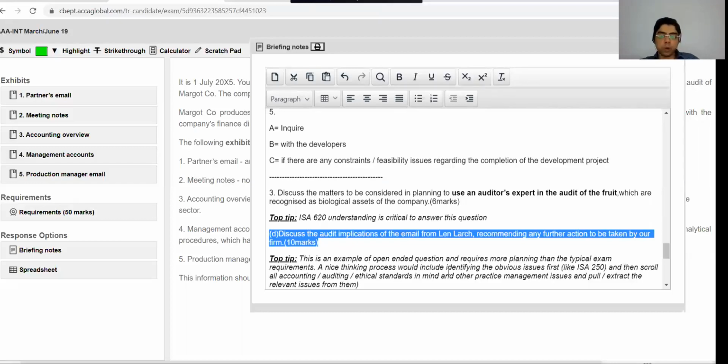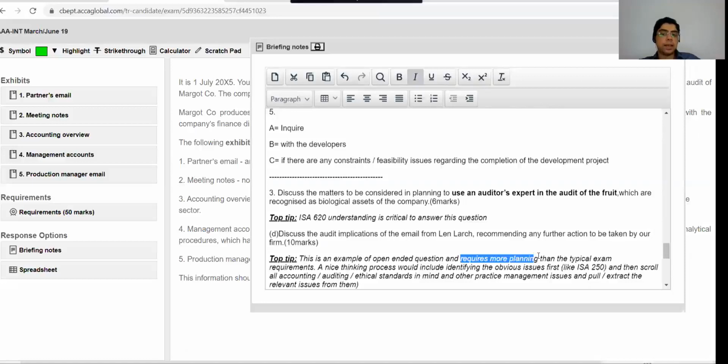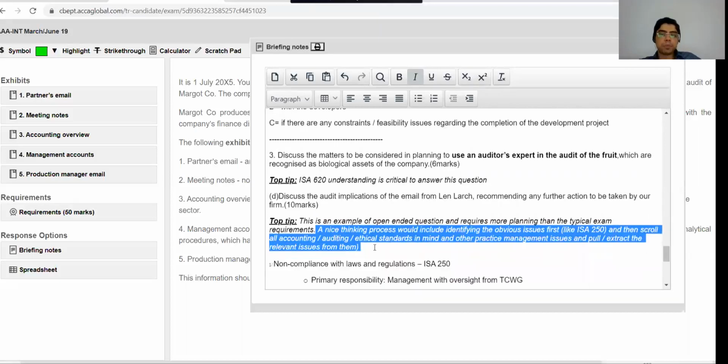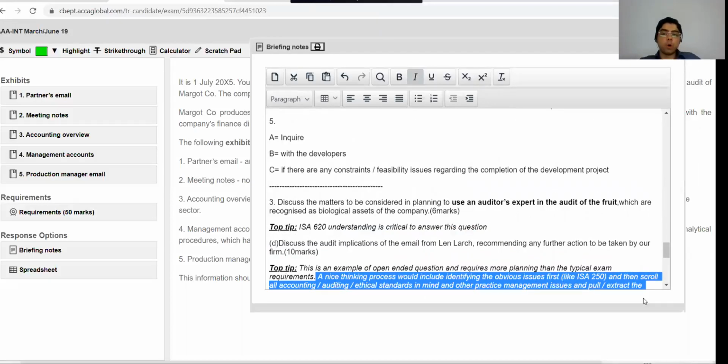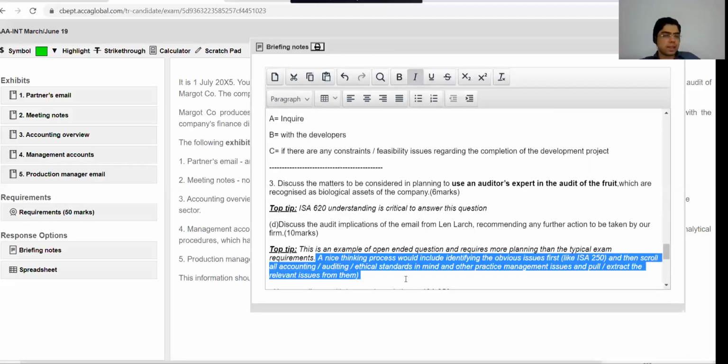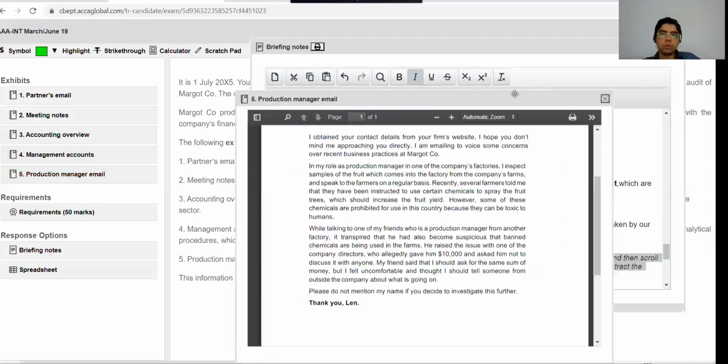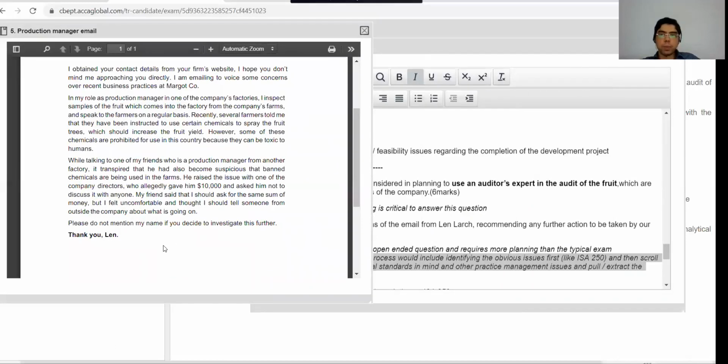So how are you supposed to approach them? They require more planning than the typical exam requirements. And a nice thinking process would include identifying the obvious issues first, and then you could scroll in your head the relevant accounting, auditing, ethical standards that could have some relevance and other practice management issues. And then you could pull and extract the relevant issues from the accounting, auditing, or ethical standards that you find relevant. So let us first go through the exhibit so that we can more clearly pull out the relevance requirements.